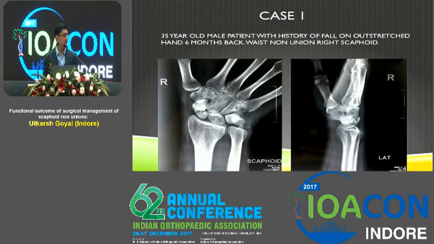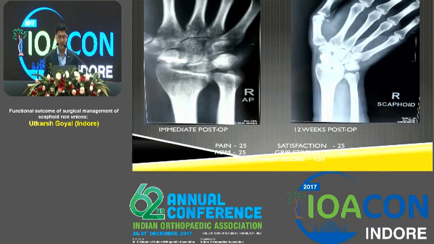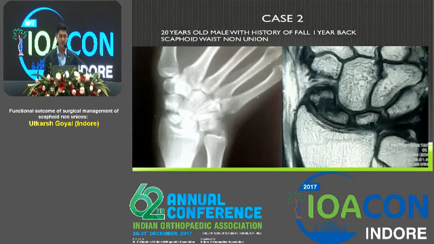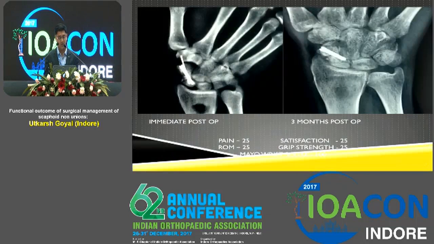This is the first case of a 35-year-old with fall on outstretched hand 6 months back. Patient had a waist non-union, operated with non-vascularized graft, union by 3 months. Mayo score was 100. This is the second patient, a 20-year-old male with history of injury 1 year back with waist non-union, operated with non-vascularized graft using distal radius as bone graft, and Mayo score was 100.